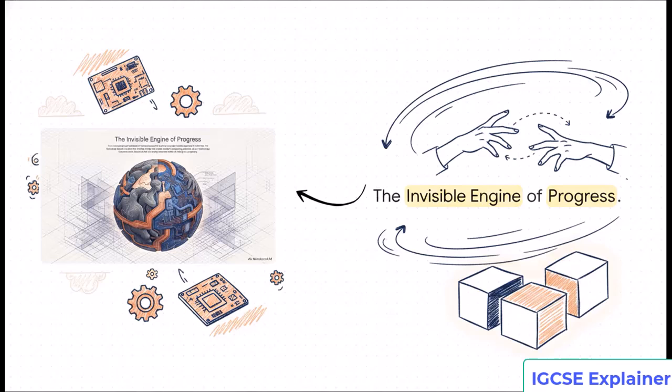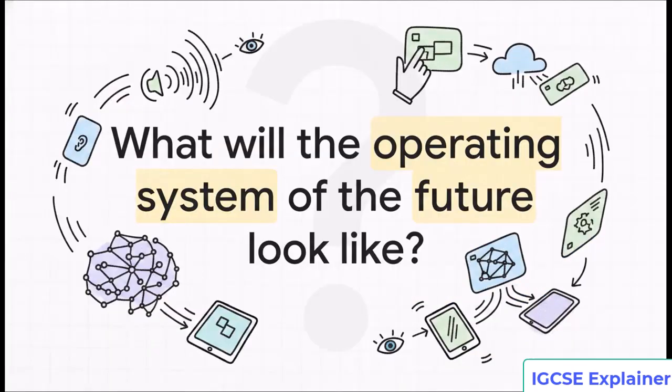As our technology gets more and more advanced globally, the OS just keeps getting better and better at hiding its immense complexity from us. Which leaves us with a final provocative thought to take away from our explainer today. As the machine increasingly masters our language and our movements, what will the operating system of the future actually look like? Seriously, what could possibly come after voice and gesture? Think about that the next time you seamlessly open an app on your phone.